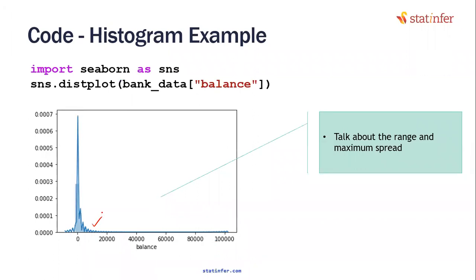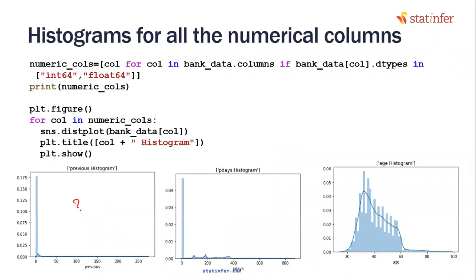Okay, let me give you some more examples. Now tell me, what about this one? Does it have any outliers? There is one variable whose name is previous. This previous takes values from somewhere around 0 to 250. All of you need to tell me, does previous have outliers? Perfect. All of you are saying yes.